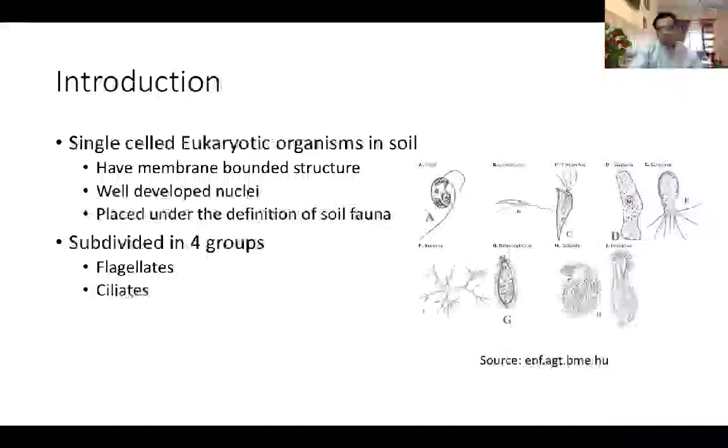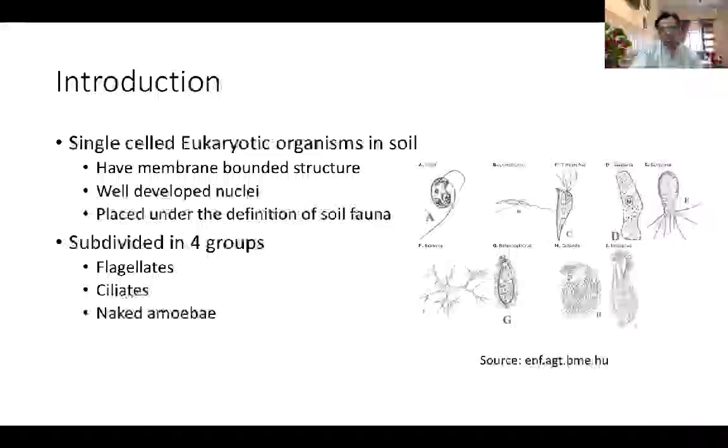The other group is known as ciliates. As you can see here, 3 different types of protozoans. They have a number of cilia around their body. Cilia are small hair-like projections. They show a symmetric movement whenever the organism wants to move in a particular direction.